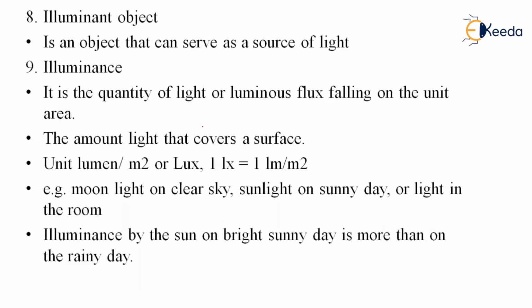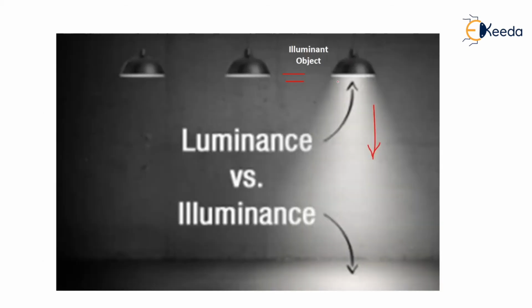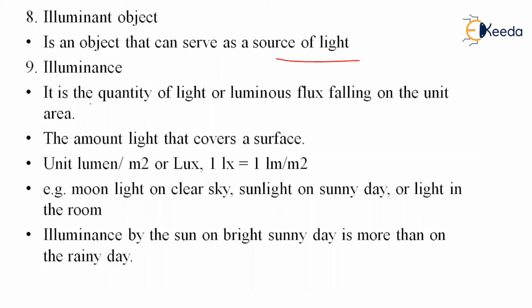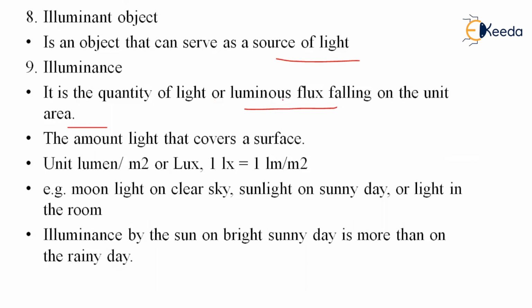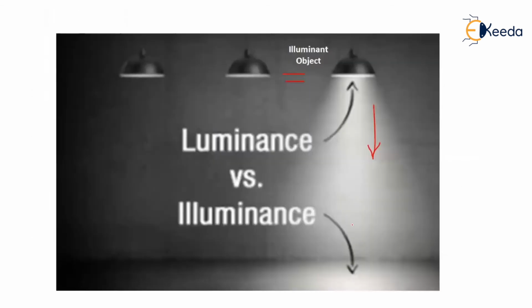Let's see the definitions. Illuminant object is an object that can serve as a source of light. Yes, it is so. Illuminance is the quantity of light or luminous flux falling on the unit area. It is the quantity of light falling here. Is it a luminous flux? Is it a flow of light on a given surface of a given amount of area?